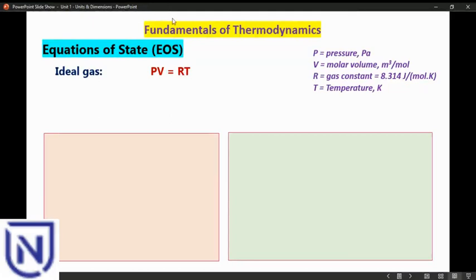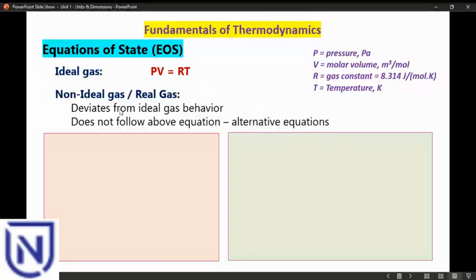Right? Now, if there are some gases which do not have that particular property which I mentioned, then we call it a non-ideal gas or a real gas. So they deviate from the ideal gas behavior and they do not follow this equation. So if a gas does not follow this equation, what should we do? We should have some alternative equation, right? For an ideal gas, it's one single equation. When I go for a non-ideal gas or real gas, there are a very large number of equations. Only two equations I'm going to show you, and we are going to use them for our calculation. Remember, these are only two equations among a large set of equations.